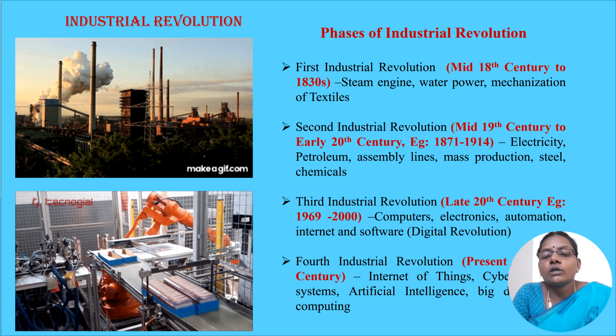Now we move on to the basic and key features of digital revolution. The first one is transition from analog to digital. So when we see the earlier devices, they used analog signals that we call continuous signals. For example, the cassette tapes or film reels.